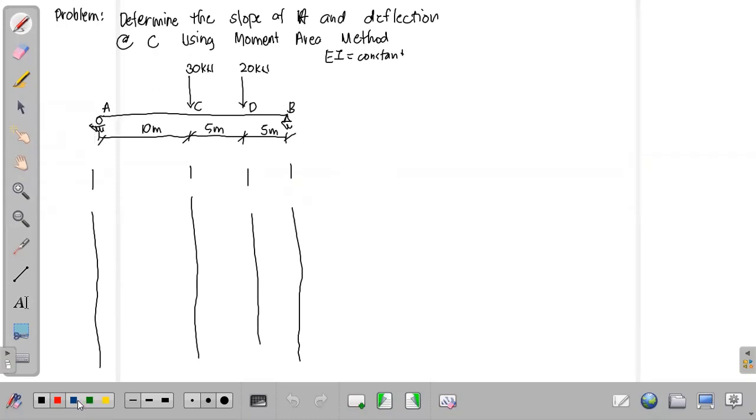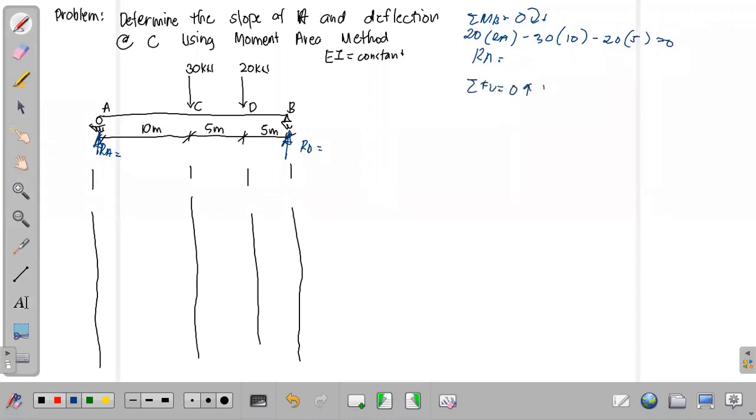So let's kindly compute for the reaction at A. So simply supported, may reaction tayo sa A at may reaction tayo sa B. So kindly compute. So pagka nag-moment tayo sa B is equal to 0. So we have 20 RA minus 330 times 10 minus 20 times 5 is equal to 0. So our RA is equal to, ano yung magiging RA natin?